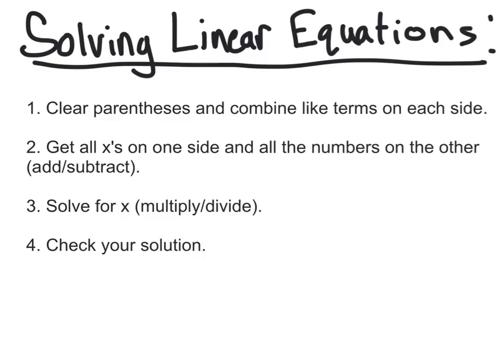Step 3 is when you actually solve. You usually have basically one term with x on one side and a number on the other, and you get x by itself by either multiplying or dividing in that step. And step 4 is check your solution. You can always check to see if your answer is right by taking that answer, plugging it back into the equation, and seeing if you get the same thing on both sides.